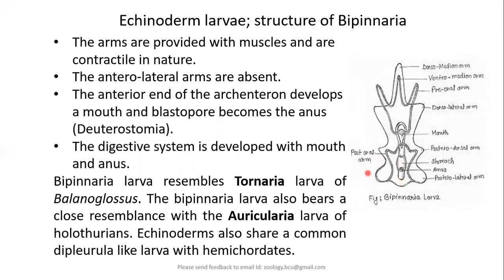The Bipinnaria larva resembles the Tornaria larva of hemichordates. It also resembles the Auricularia larva of holothurians. Because of this similarity, echinoderms are said to share a common Dipleurula-like larva with hemichordates.